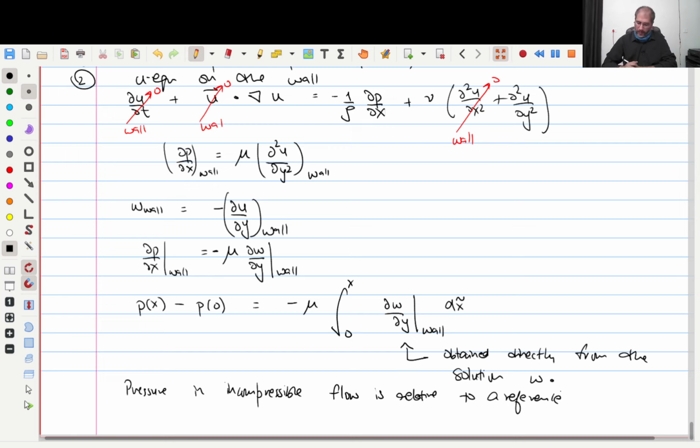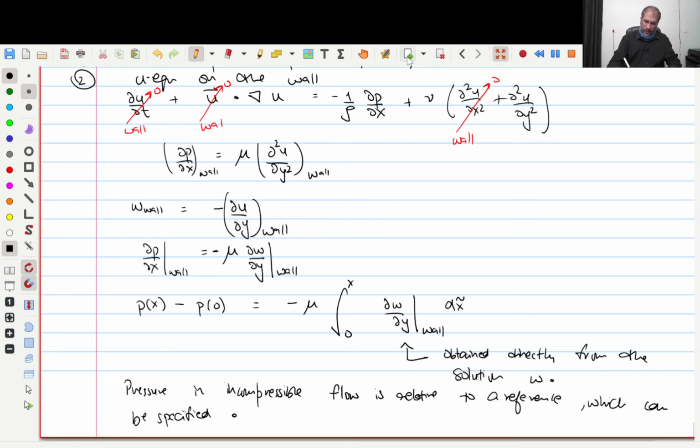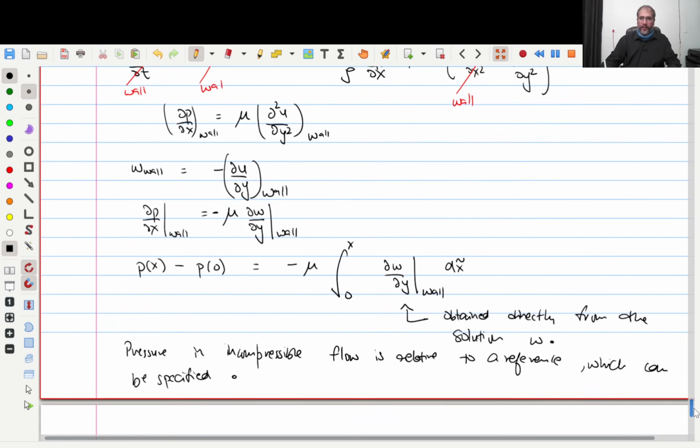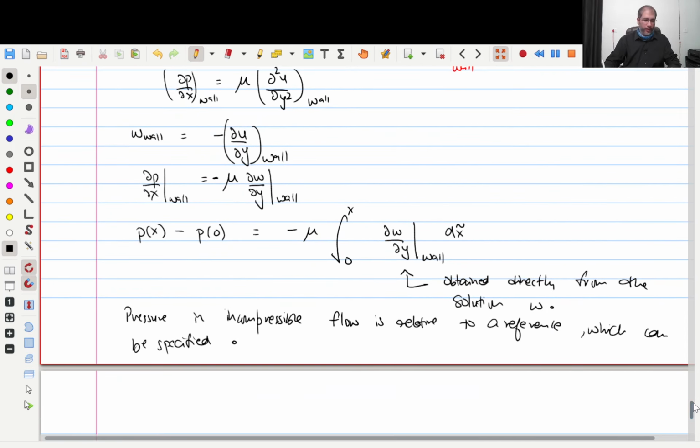But for compressible flows, because of the thermodynamic relations, pressure has to be supplied. Pressure is not relative, it's absolute. So pressure in incompressible flow is relative to a reference which can be specified. Again, this point is quite important, but it's best discussed when we see computer programs.